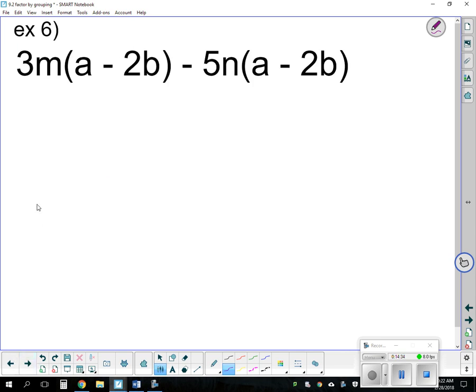Okay, this one looks a little different. Take a look at it. Hopefully you are recognizing this is almost like halfway done. They've already done the first part of splitting it in half and finding the GCF.